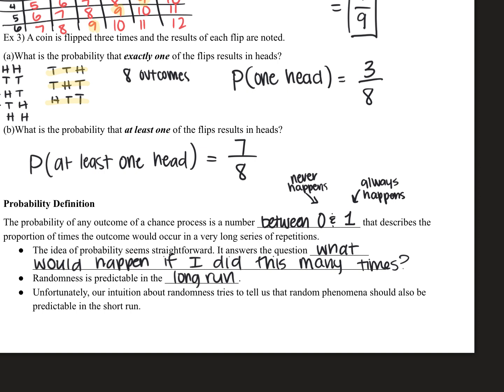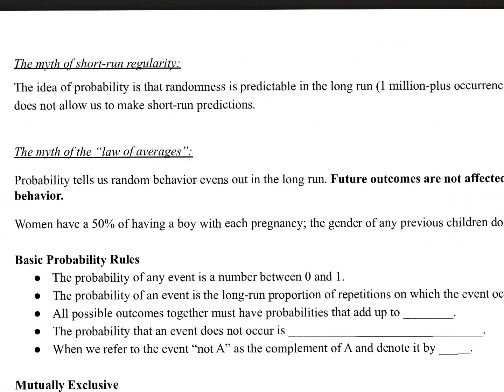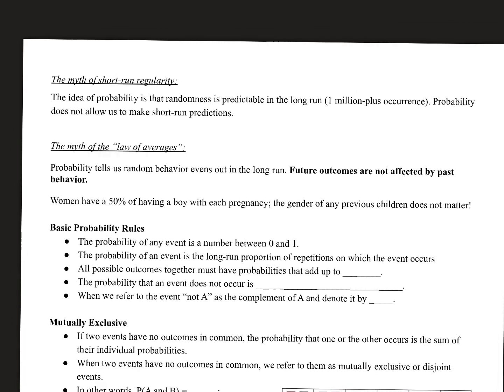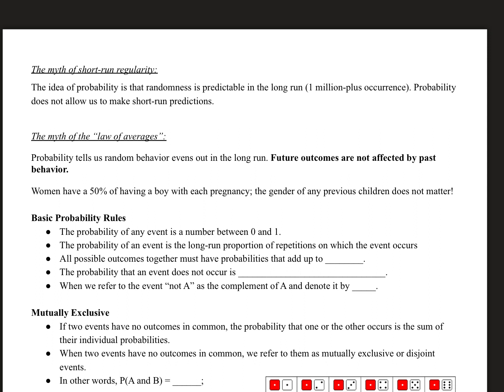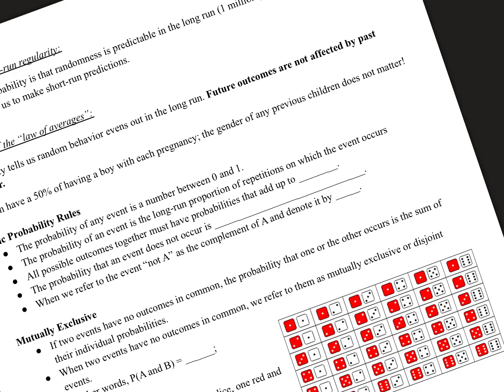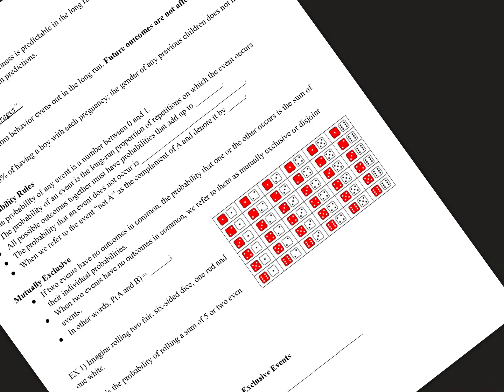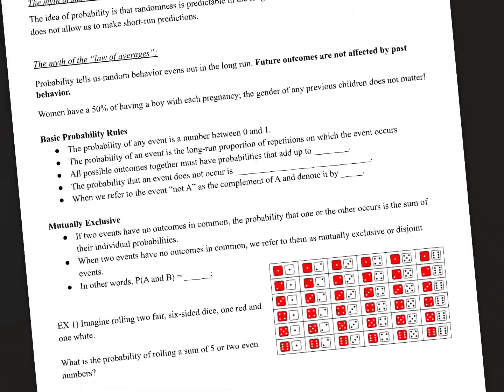But our intuition about randomness tries to tell us that random phenomena should also be predictable in the short run, which is what we're going to take a look at next. So there is a myth, the myth of short run regularity. What it says is that even though randomness is predictable in the long run, it does not allow us to make short run predictions, which is where we get the law of averages, which is something that people use all the time, but it's not actually accurate.